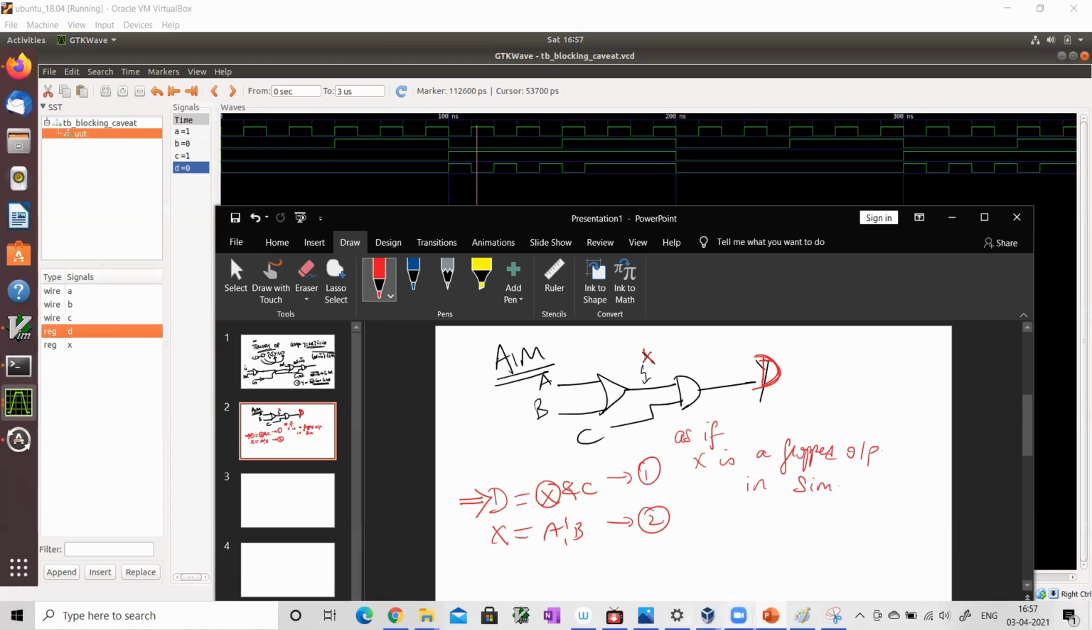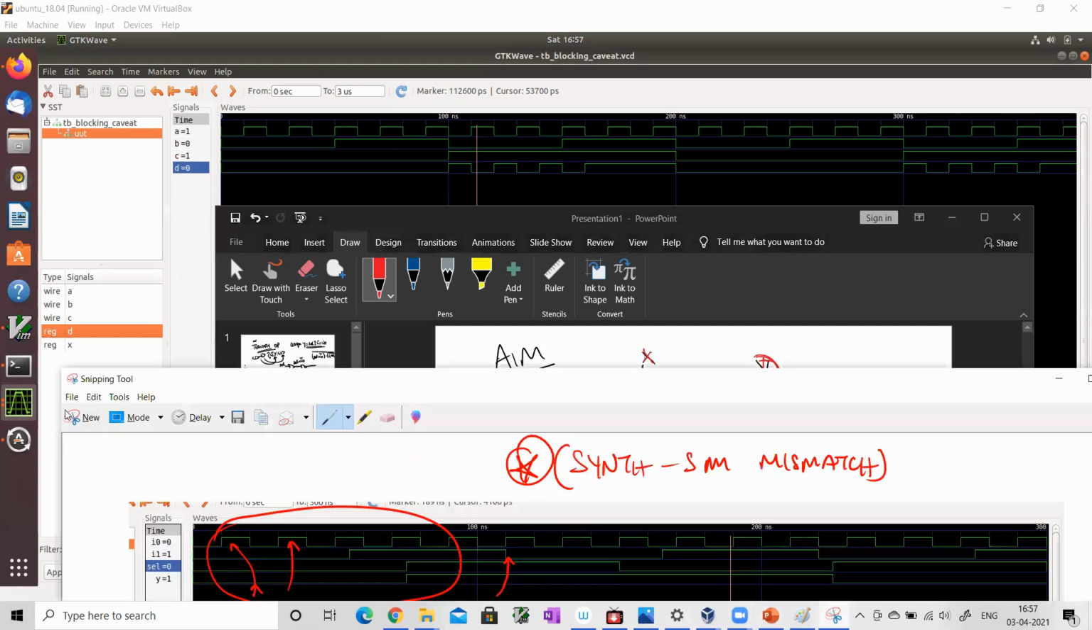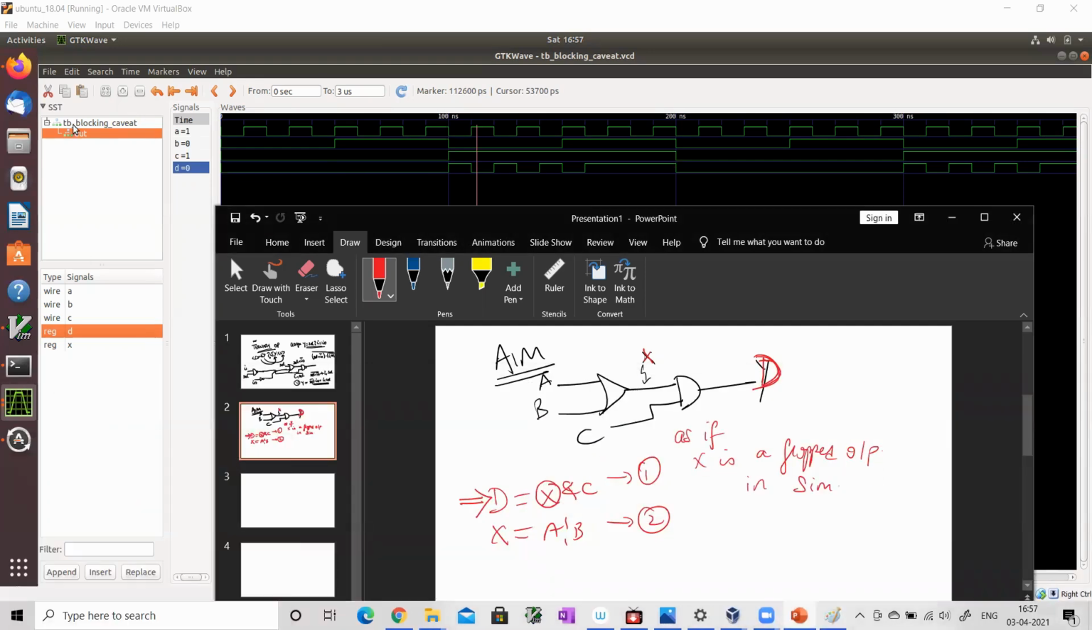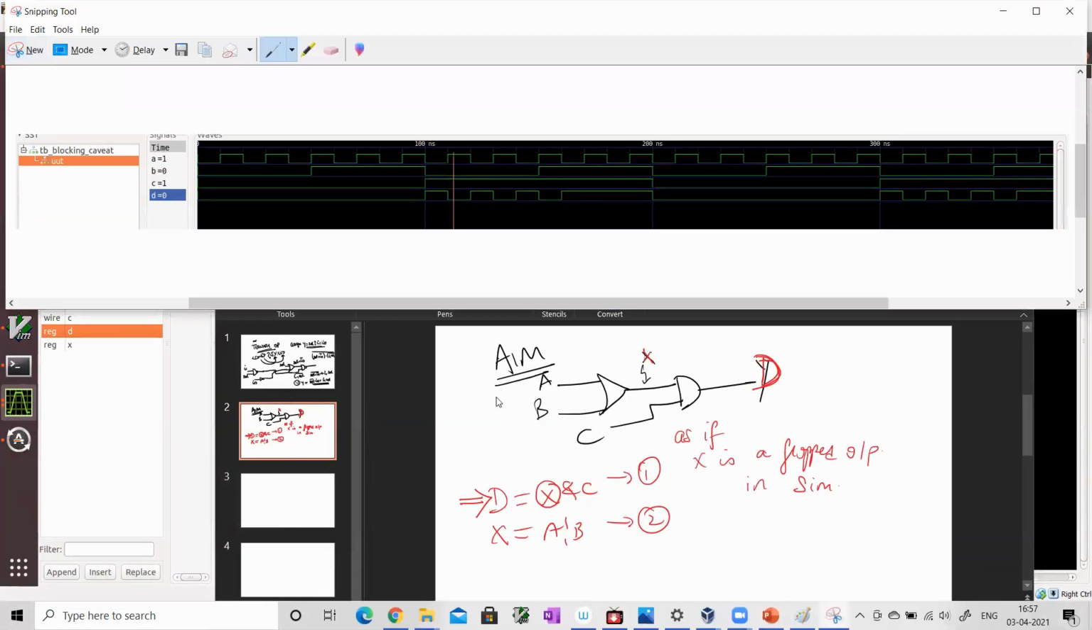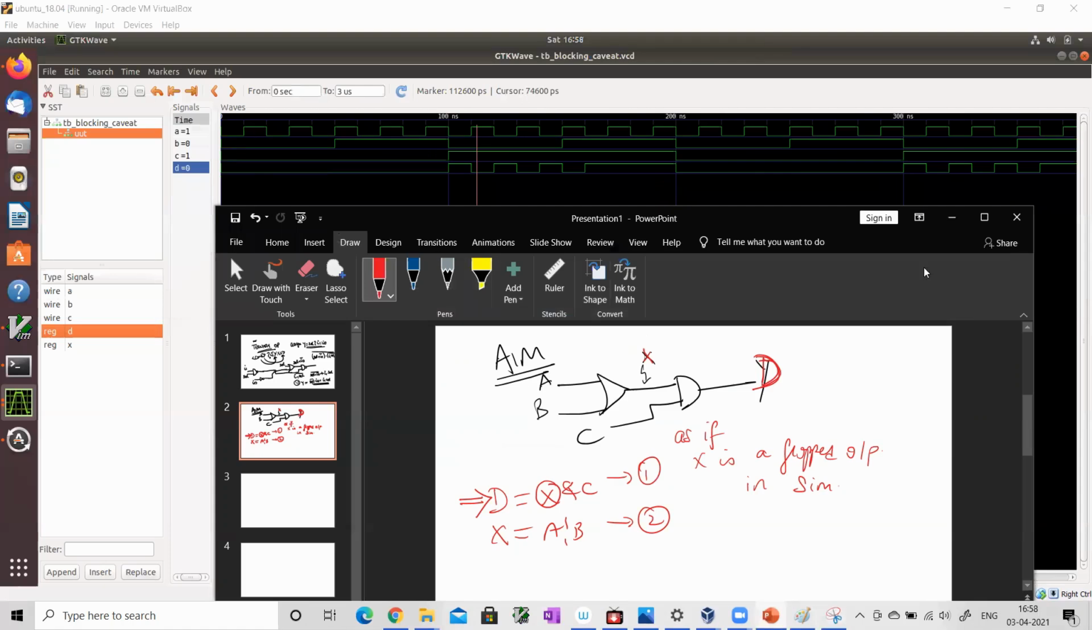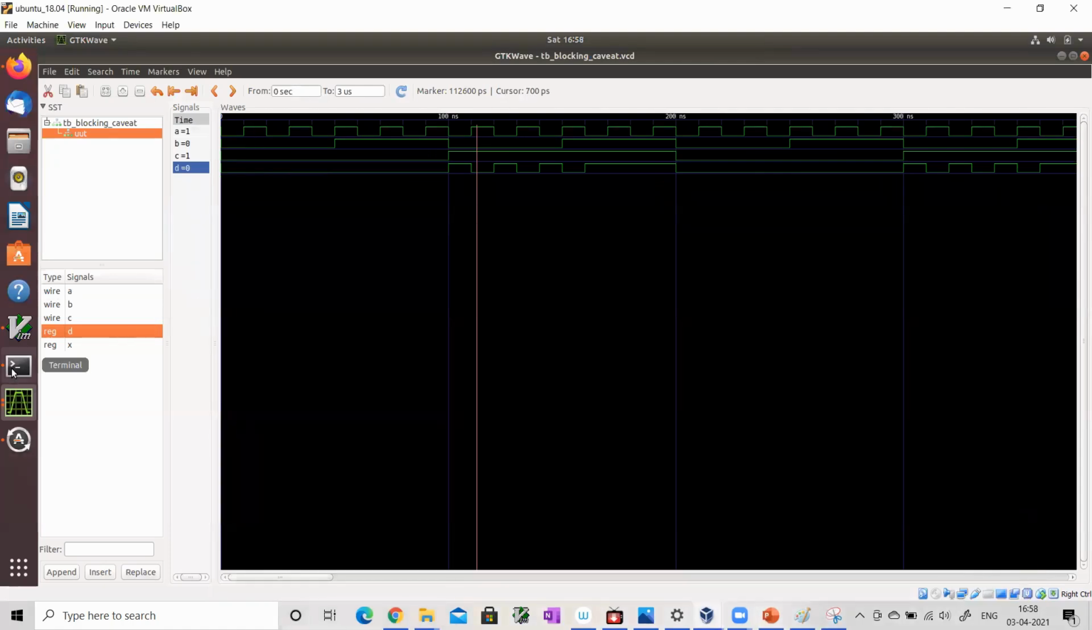So as our reference, we will take the snapshot of this RTL simulation, and this is the point of our interest. Correct? This is clearly the point of our interest. Let's see what is happening. Okay, this is my RTL waves. Correct? Now let us do the GLS first. So for that we need to synthesize this.